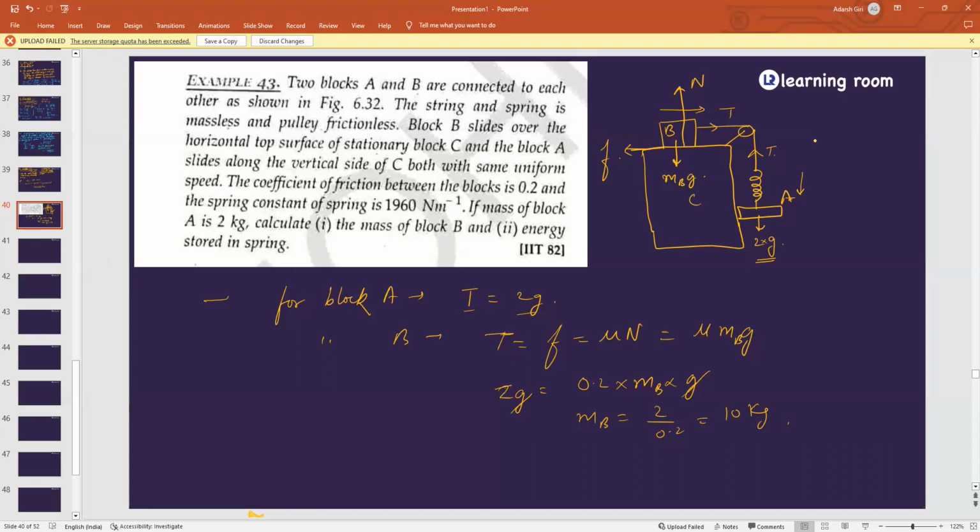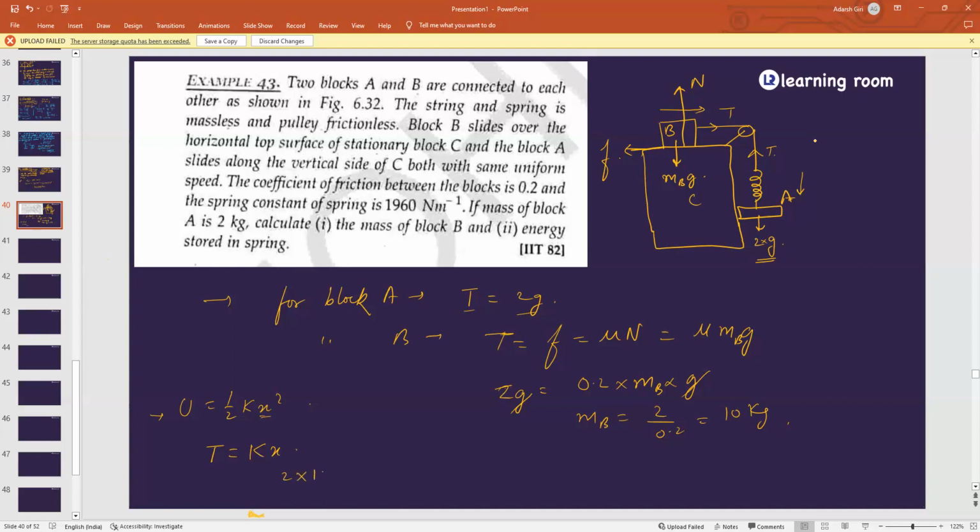Good. Now this is for the second part. The second part says you have to calculate the energy stored in the spring. Energy stored in the spring is U equals half k x square. For that we need the displacement x. Tension is producing the force in the spring, and the force in the spring equals k into x. Tension we know is 2 into g.